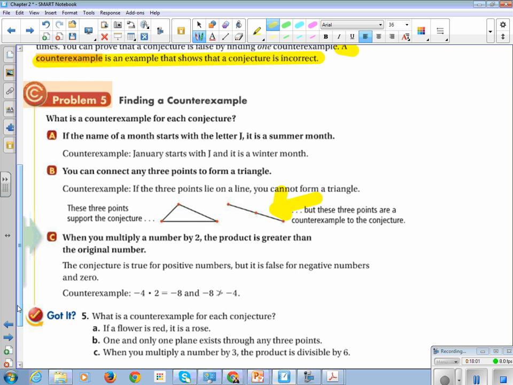When you multiply a number by 2, the product is greater than the original number. That's true for all positive numbers, but false for negative numbers. Negative 4 times 2 is negative 8, and negative 8 is smaller than negative 4. All right.